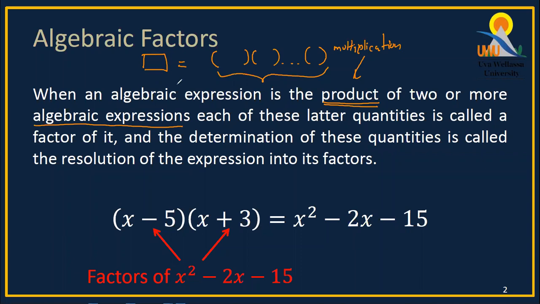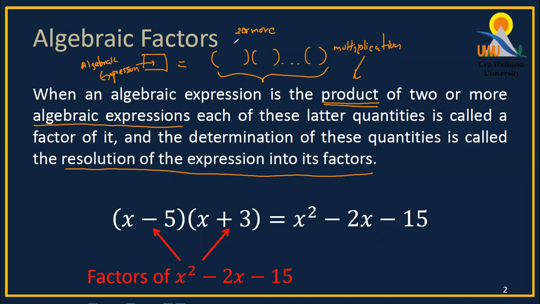Simply we can say that if this is the initial algebraic expression that we had, and you can convert it into a multiplication of two or more algebraic expressions, then these are said to be the factors of this initial algebraic expression. Then the determination of these quantities is called the resolution of the expression into its factors. It means that if you are given an algebraic expression, you should be able to convert or transform it into the multiplication or product of several algebraic factors, if available.